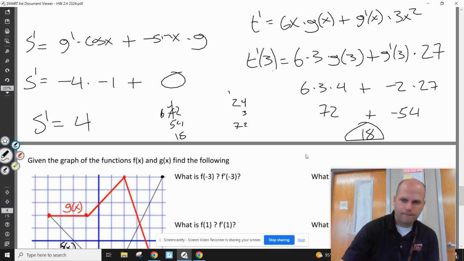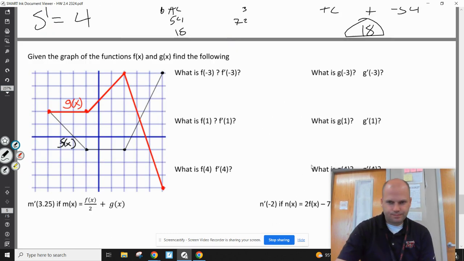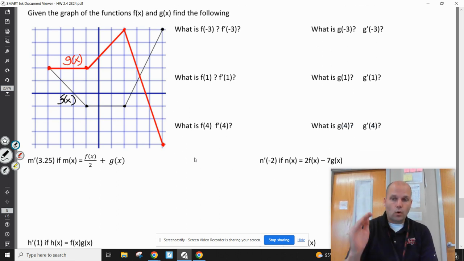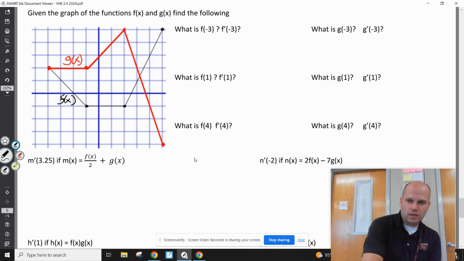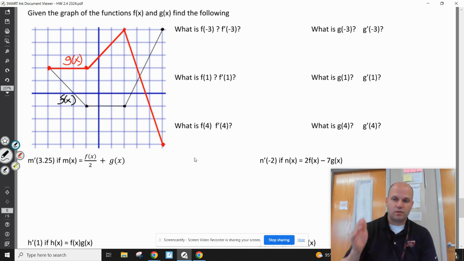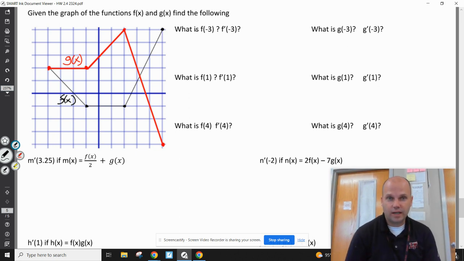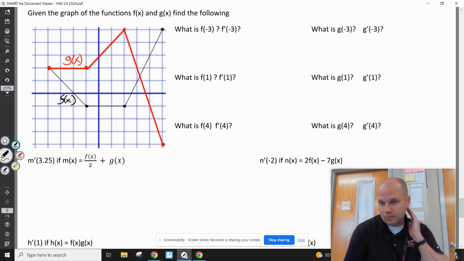Cool. All right. The remaining questions, I'm giving you a graph. This is the graph of G and F. G's in red, F is in black. For this remaining set of questions, you need to understand the following pieces of information from the graph. Like, what is F of negative 3? This is the Y value, and this is like remembering lesson 1 and lesson 2. Plug in X's into functions, get their Y's. Plug in X's into slope equations, get M's.